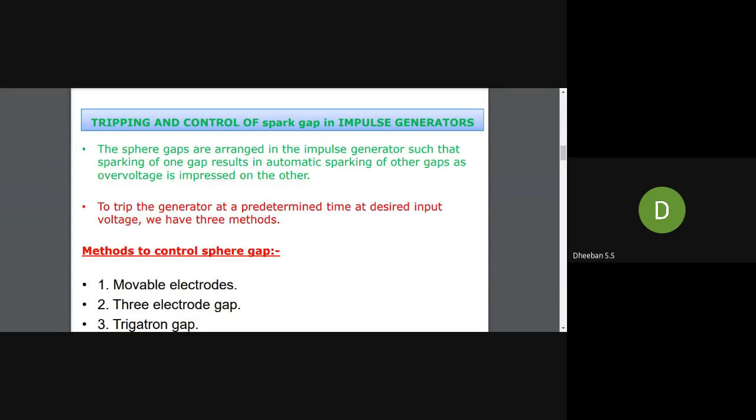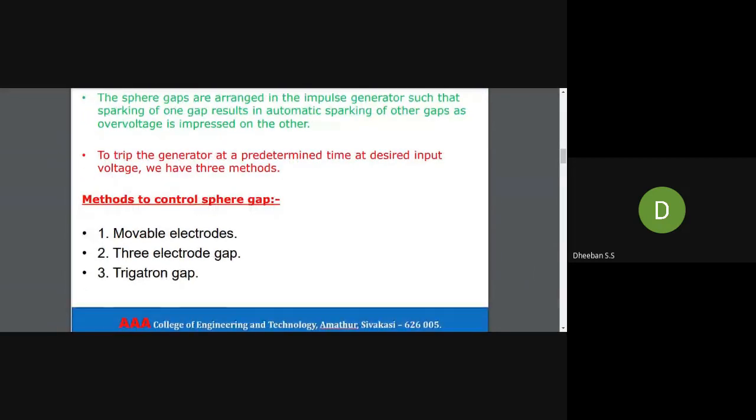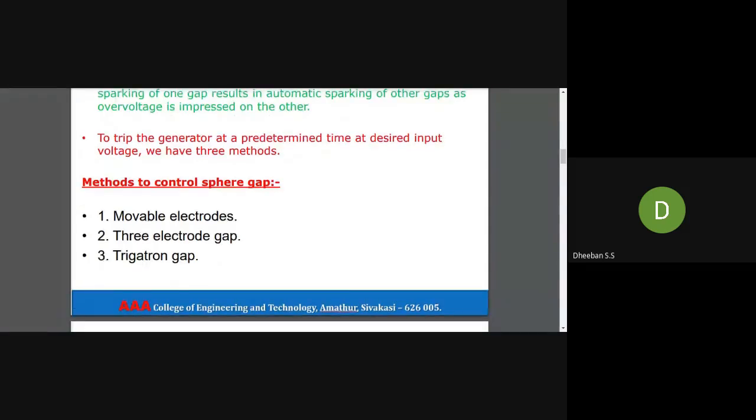In order to trip the generator at the predetermined time and desired input voltage, we have three methods, as I said in the starting of the lecture. First is the movable electrode, where the tripping process is based upon the electrode movements. The second one is the three electrode gap, where three electrodes are kept in the gap, and the third electrode is responsible for tripping of the generator. Finally, there is the trigatron gap.